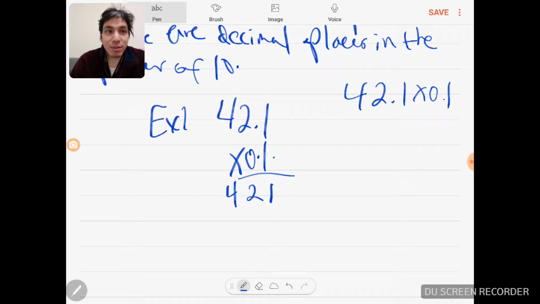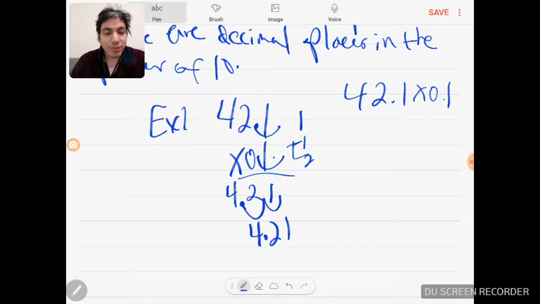Now, how many places am I going to be moving this decimal point over? Well, once, twice, so I have to move the decimal point over 2 times. So I get 4.21. Now, that's the long way. Now, the shortcut is this.